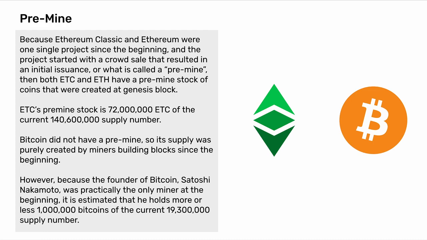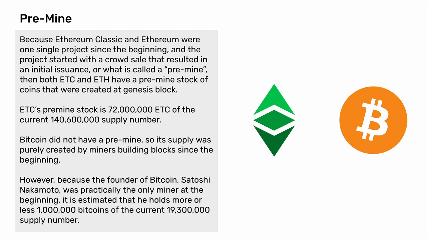Pre-mine. Because Ethereum Classic and Ethereum were one single project since the beginning, and the project was started with a crowd sale that resulted in an initial issuance, or what is called a pre-mine, then both ETC and ETH have a pre-mine stock of coins that were created at Genesis block. ETC's pre-mine stock is 72 million ETC of the current 140,600,000 supply number.